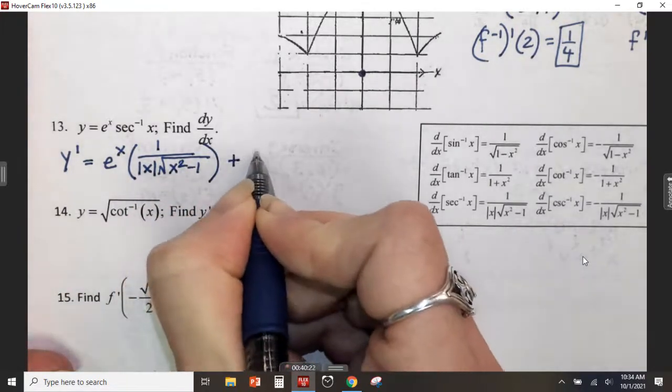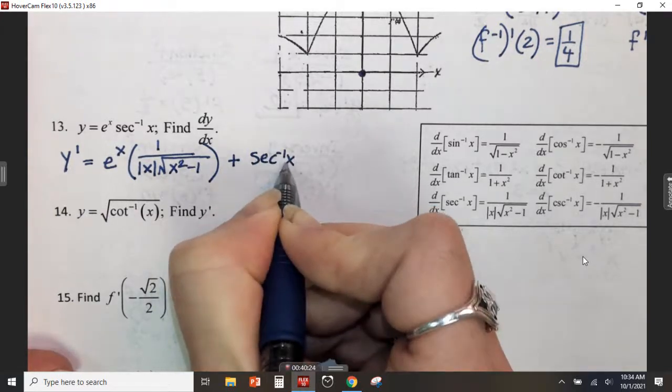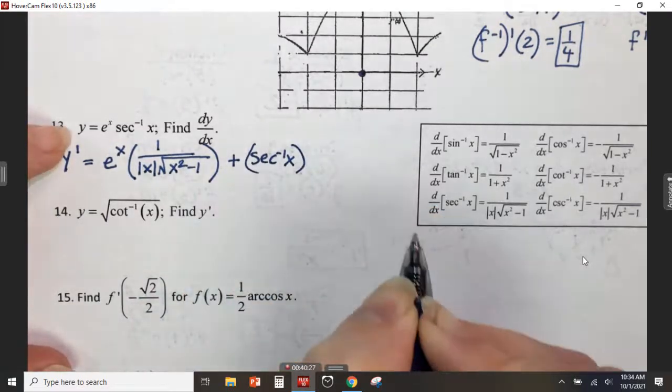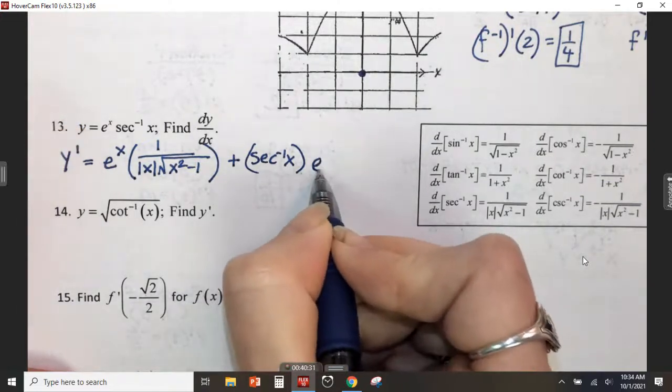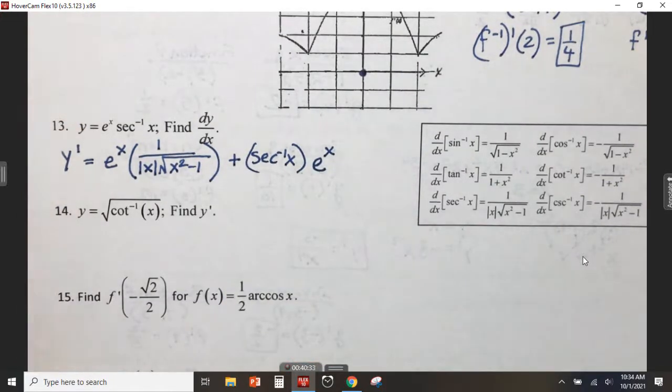Plus, copy the second function and multiply it by the derivative of the first. The derivative of e to the x is e to the x. And we're done. Any questions?